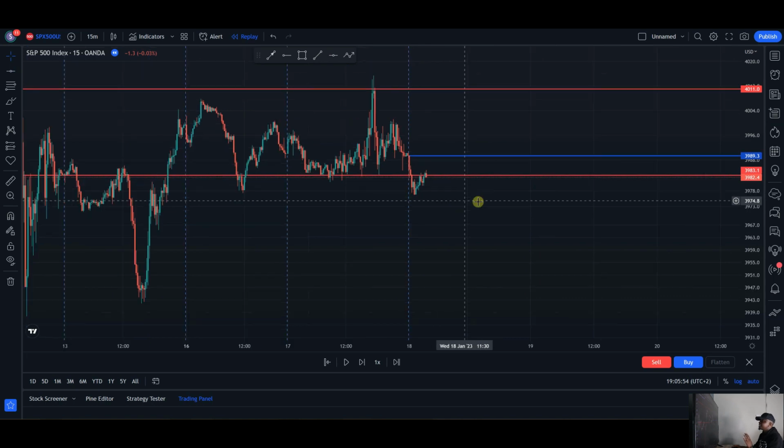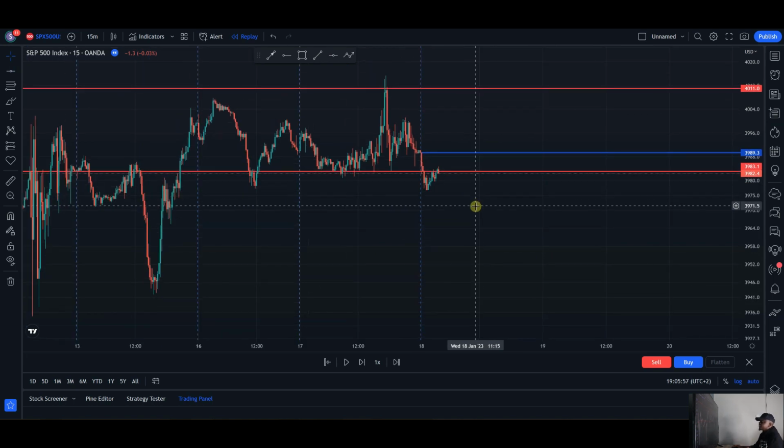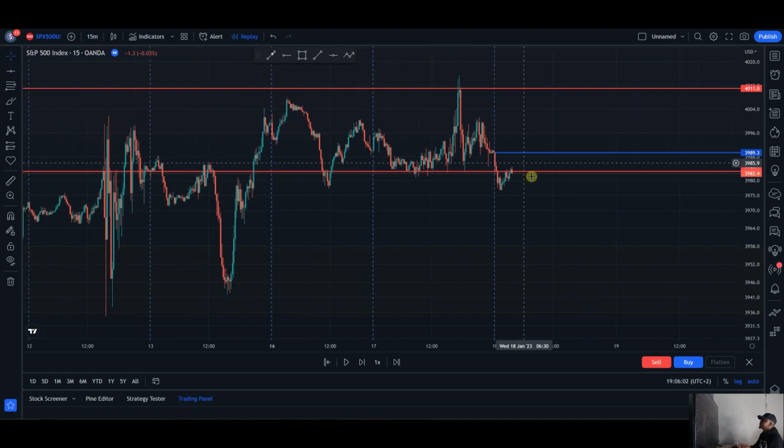So once you use these three lines, you won't blow an account, right? The best way to use this strategy is to wait for the market to come to any of these lines, then you're going to enter. It means that you're only going to enter the market when it's on one of these lines, right?